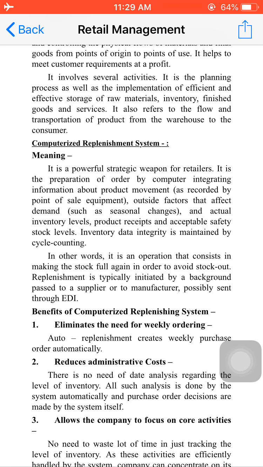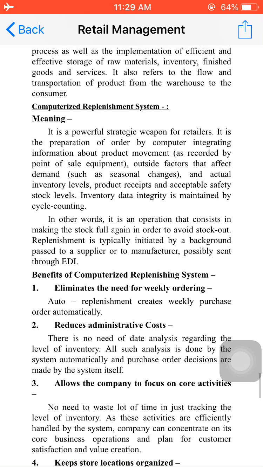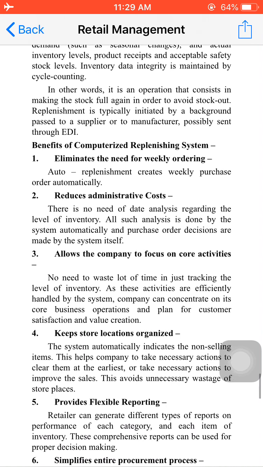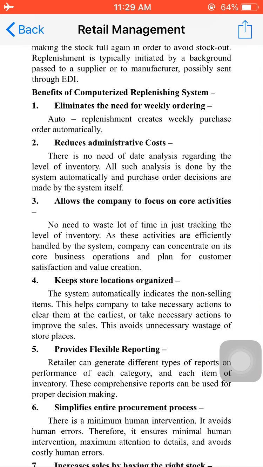So as soon as the stock is cleared, the item will be highlighted in the computer. That is nothing but the computerized replenishment system. Whenever the stock is cleared, it can automatically be filled by the computer through highlighting that. That is what a computerized replenishment system is. Okay, next, what are the benefits of a computerized replenishment system?